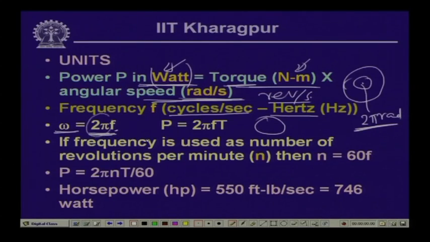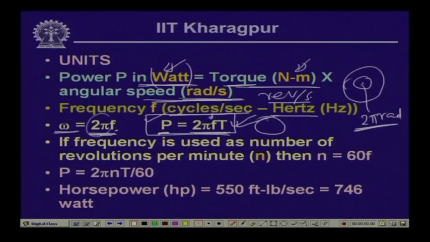So, this is twice pi f radian per second, and hence if we substitute for omega, we get the expression for power P equals twice pi f T, and this is the relationship between the transmitted power and the twisting moment T, where f is the frequency at which the shaft is rotating, T is the torque that is being applied in the device, and P is the power that is being transferred through the rotation of the shaft.